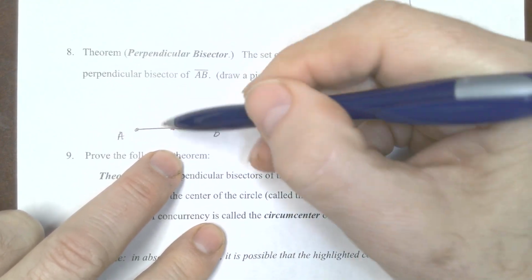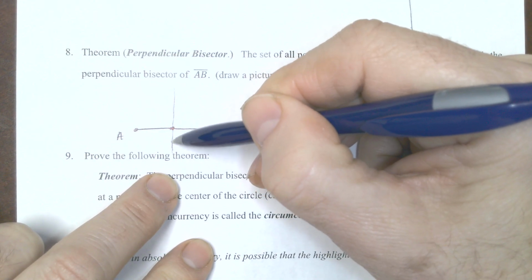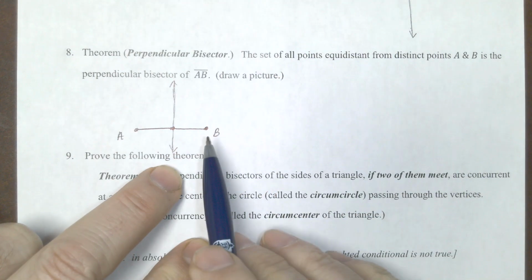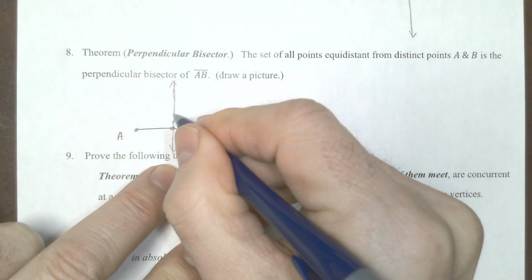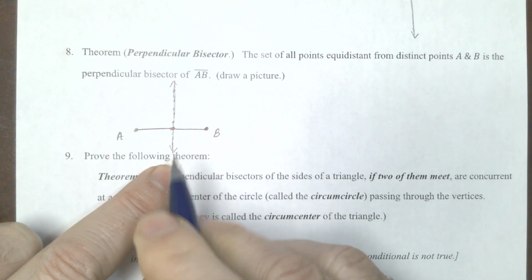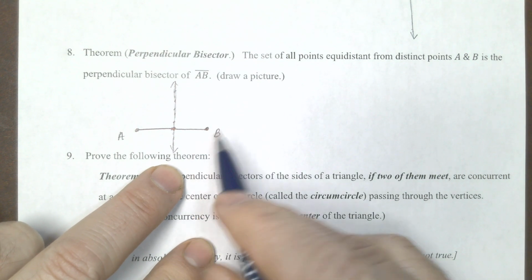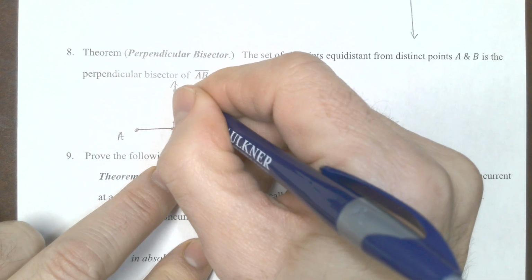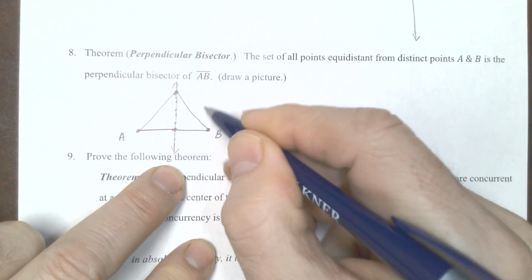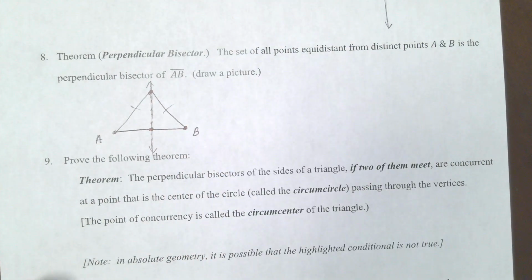All the other points are going to be on this line, similar to the picture we just drew a minute ago. So if you take all of the points that are the same distance from A and B, you get the perpendicular bisector of the line segment AB. So any point you choose would give you an isosceles triangle because this distance is the same as that.